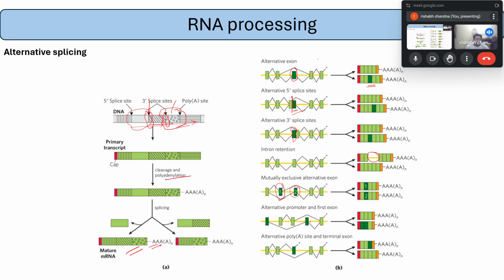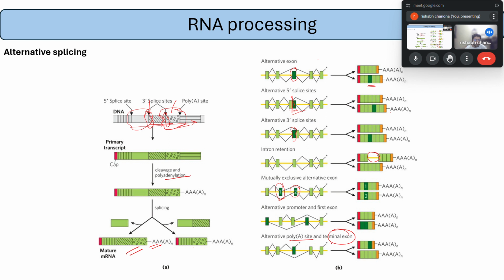Then we have alternative promoter and the first exon. So this leads to the formation of different transcripts, and based upon the function, it will be different in different tissues. Then we have alternative polyA sites on the terminal exon.